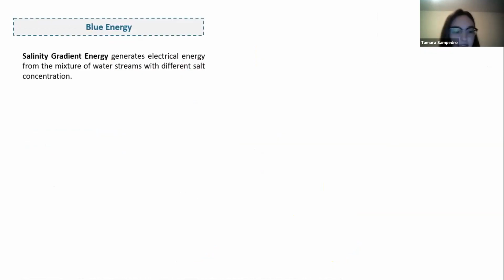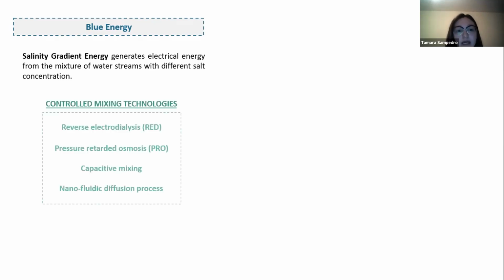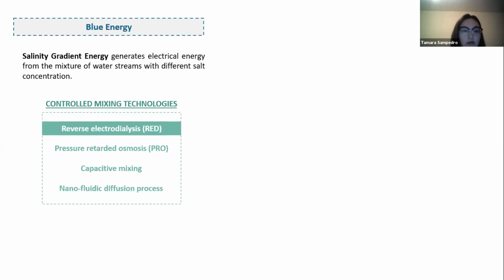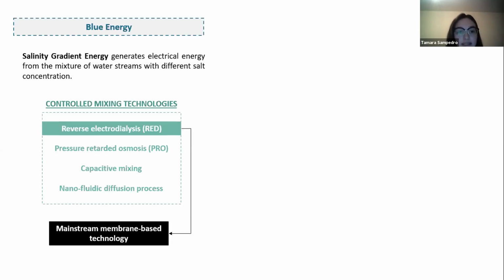Salinity gradient energy, also called blue energy, makes it possible to recover energy from desalination brines because it generates electrical energy from the mixture of water streams with different salt concentrations. To harvest energy from the released Gibbs free energy during the mixing process, controlled mixing technologies are required. Reverse electrodialysis is the mainstream membrane-based electrochemical technology to harvest salinity gradient energy.